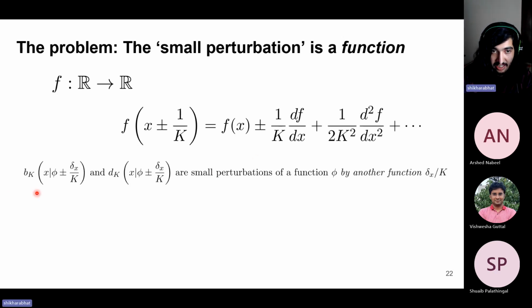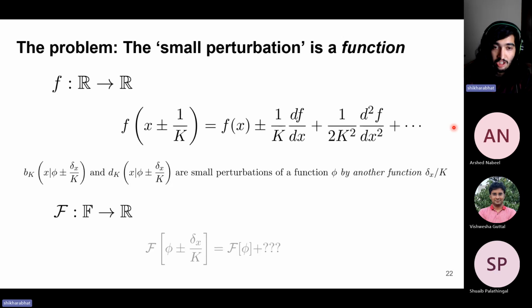Our step operators bk and dk are small perturbations of a function phi. It is not the small perturbation of a number, right? And in particular, our perturbation is also a function. Delta by k is a function. So what we want is not this sort of formula. Instead, we want, given a functional or operator from a function space to the reals, we want to know, can we write f of phi plus minus delta by k as f of phi plus something when k is large?